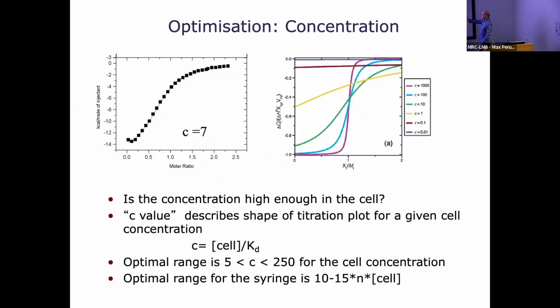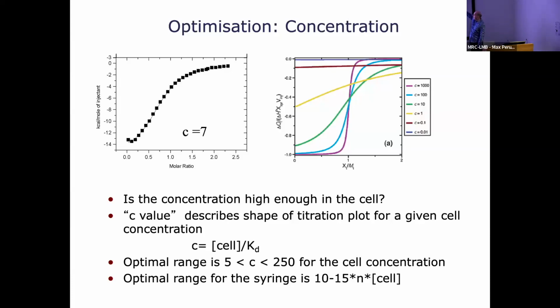Okay, so the concentrations. On the left there is a nice typical graph, and we say it's got a C value of 7. What do we mean by that? We mean that's the concentration in the cell relative to the KD. Because we're doing stoichiometric titrations, we want a higher concentration in the cell above the KD. The optimal range for C is between 5 and 50, and the optimal concentration is going to be 10 to 15-fold above the KD.